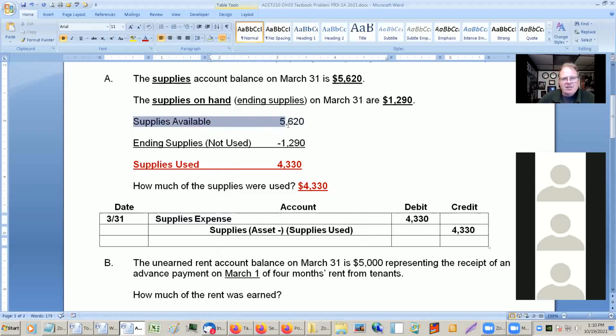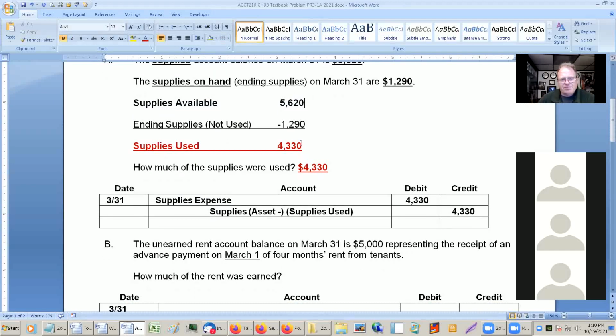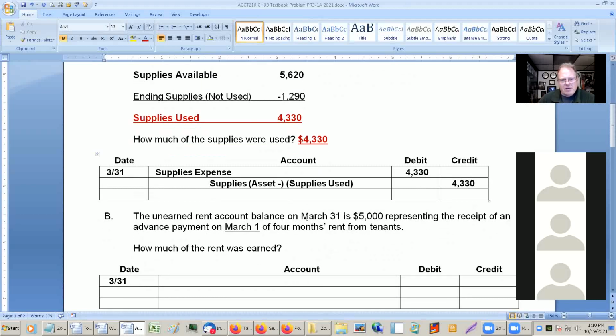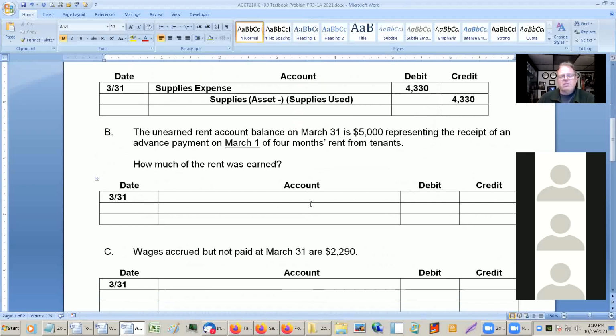This one's actually a little bit easier. We don't have to figure out the available. They just kind of give it to us. So sometimes that makes it more difficult. You don't see the whole thing, but okay. Let's go down to the next one here.